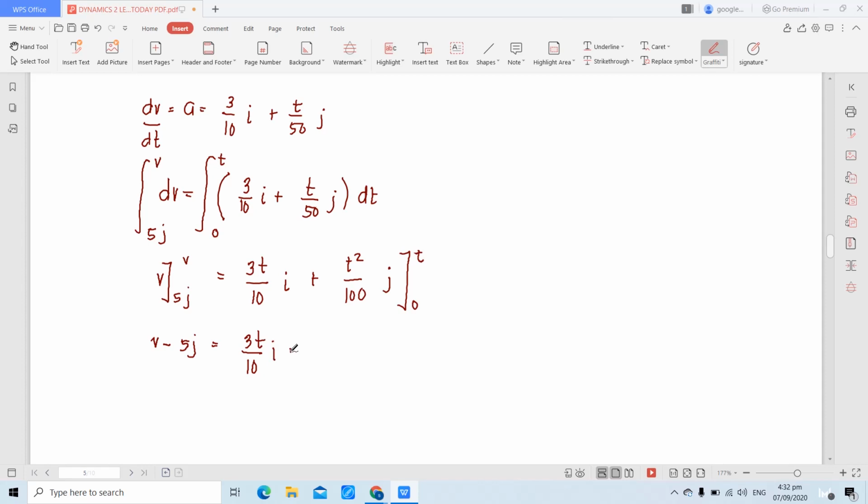3t over 10 i plus t squared over 100 j minus, yung t magiging 0. 3 times 0 over 10 is 0. 0 squared over 100 is 0. So minus 0. So yung negative 5j, lipat sa kabila. Therefore, we can say that velocity is equivalent to 3t over 10 i plus quantity t squared over 100, nilipat, magiging plus 5. And then factor out their common vector j.